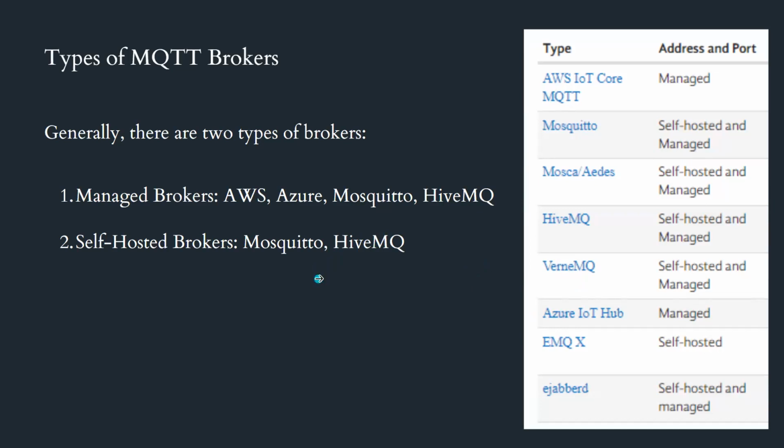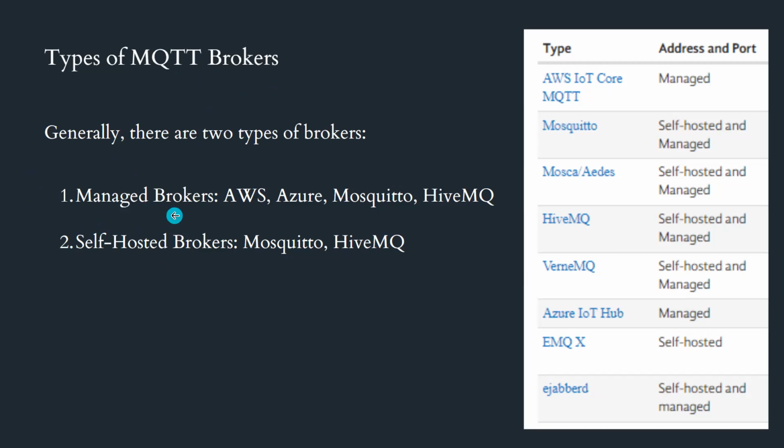So the MQTT protocol can be implemented in IoT networks, and the role of the MQTT broker is very important in MQTT protocols. The MQTT broker, as I said before, is a server. There could be two types of brokers. One is the managed broker, and the second type is the self-hosted broker.